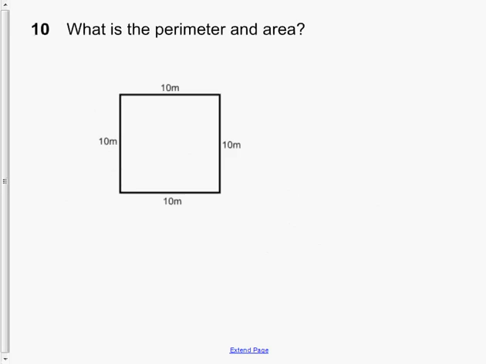Question 10, what's the area and perimeter of this one? So our area formula is going to be side squared, just like we did with Pythagoras. Our side length is 10, so we're going to put 10 in brackets, and we're going to put a square exponent outside the bracket. That means 10 multiplied by itself twice. So 10 squared is 100, and therefore our area is 100 square meters.